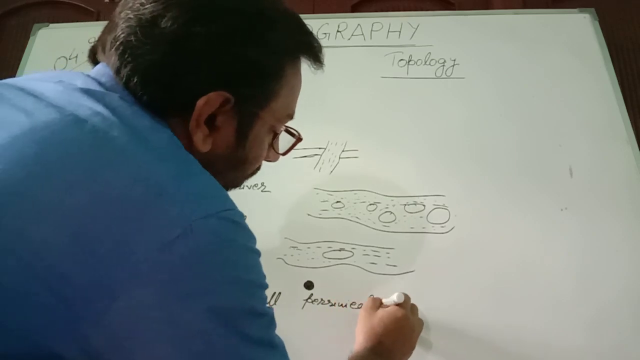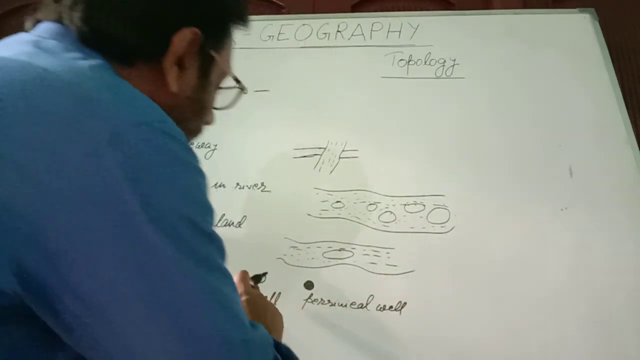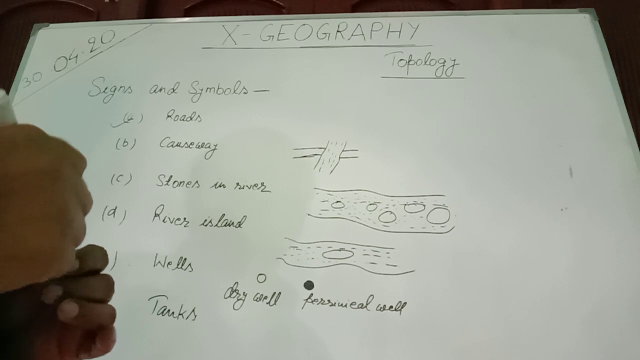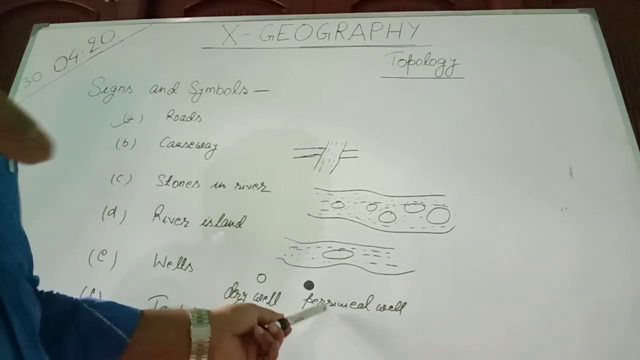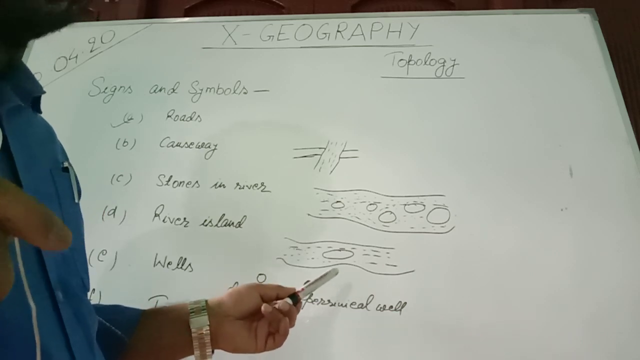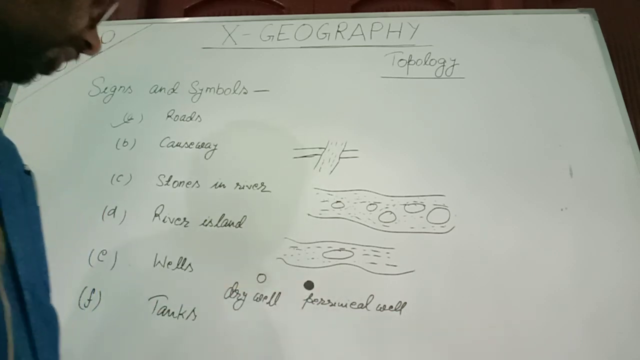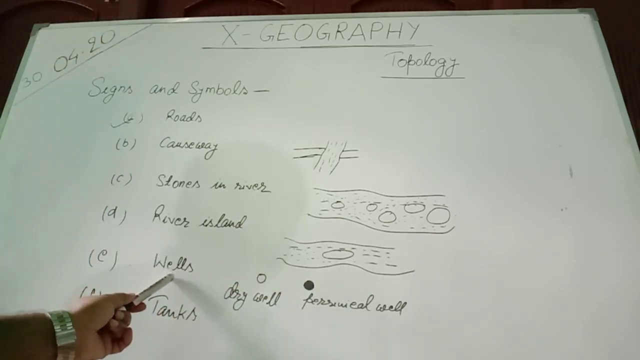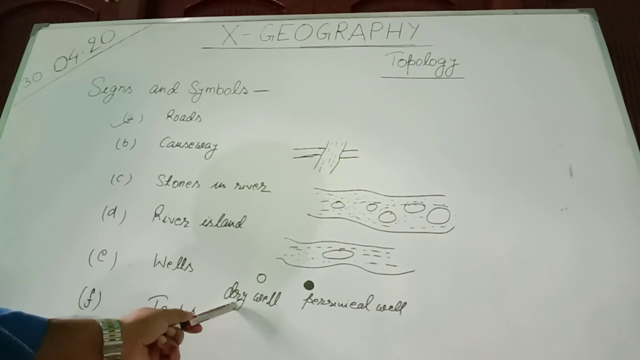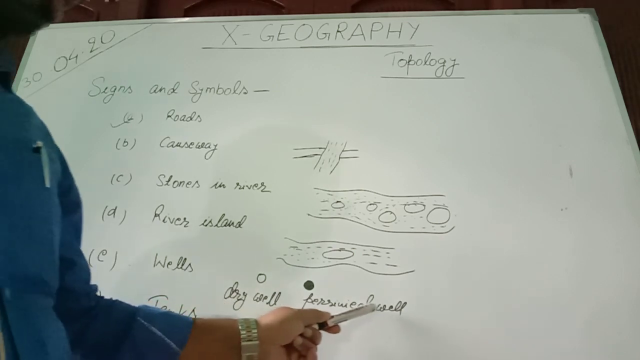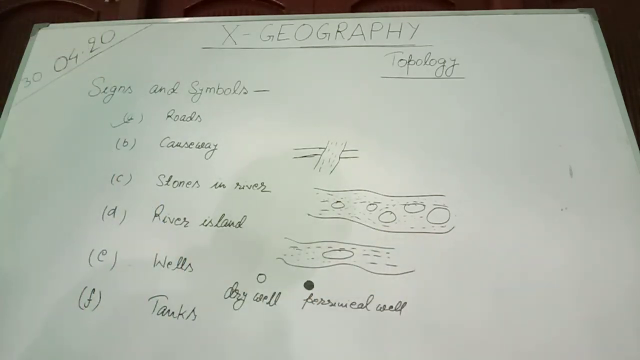In the dry well, water remains only in rainy season, but in the perennial well, you will find water throughout the year. So there are two types of wells printed on the topo sheet, represented by these two different kinds of symbols. Those are dry well and perennial well respectively.